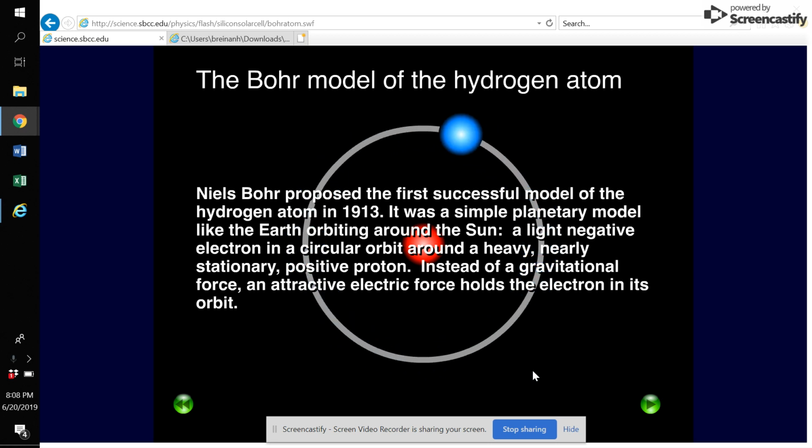Niels Bohr first proposed the first successful model of the hydrogen atom in 1913. It was a simple planetary model, like the Earth orbiting around the Sun, as shown here. Instead, a light negative electron in a circular orbit around a heavy, nearly stationary positive proton is shown. Instead of a gravitational force, an attractive electric force holds the electron in its orbit.